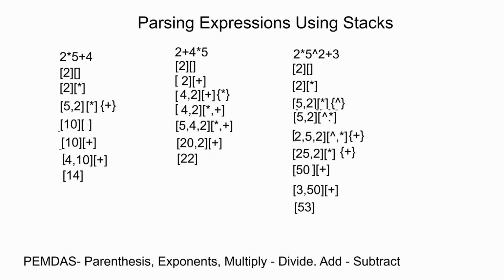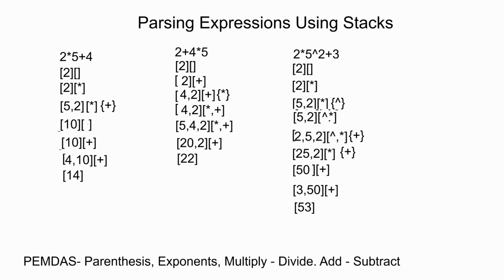So let's go through what the algorithm does on the first example, 2 times 5 plus 4. What the algorithm does is it starts parsing character by character. The first character it hits is a 2, and it says, okay, that's a number. And it'll start parsing until it either runs out of characters or hits a character that's no longer a number. So it'll parse until it hits the asterisk or the multiplication symbol.